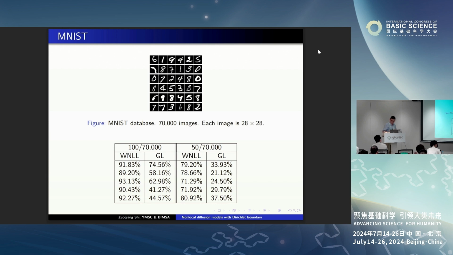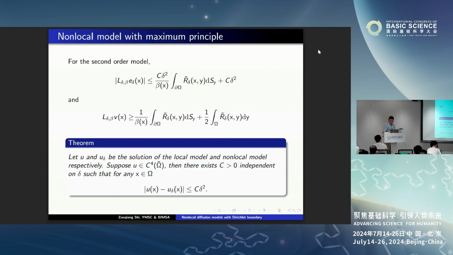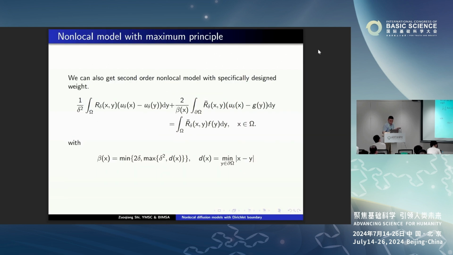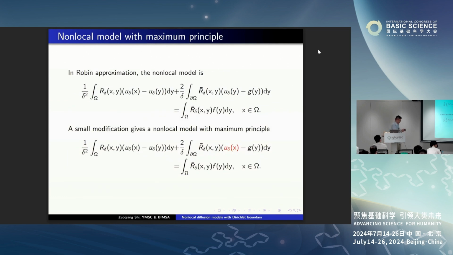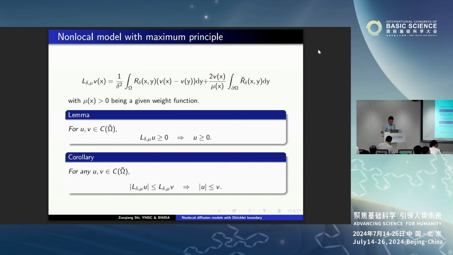Okay, this nonlocal model is very easy to implement, especially for this first order model. It is very easy to implement, and it's very easy to solve, because this model is symmetric, and if we discretize it over the point cloud, the coefficient matrix is also positive definite. It is very easy to solve.